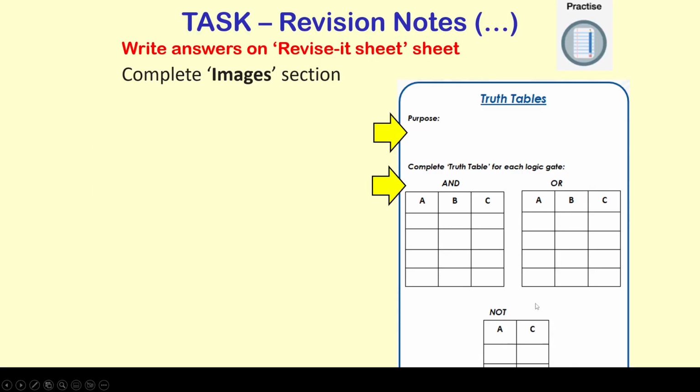Okay, on this section here, what was the purpose of the truth table again? And write out again the truth tables for the AND, OR and NOT gates that you need to know and recognise.